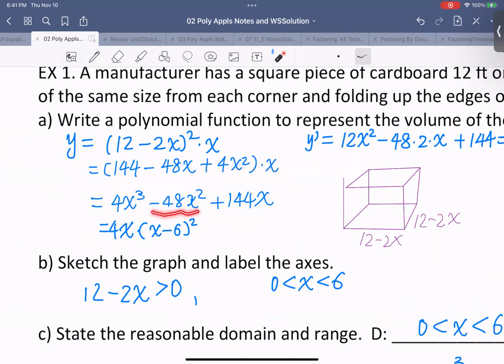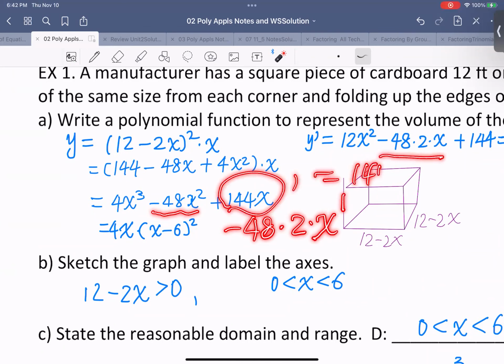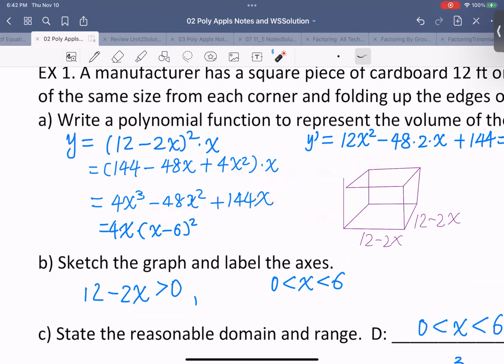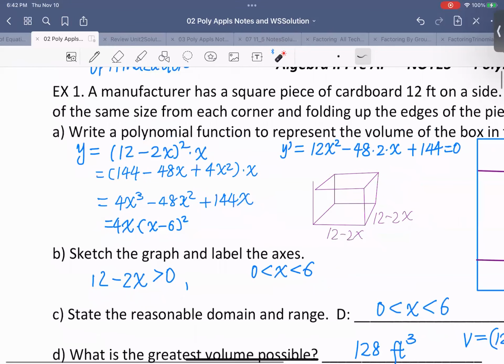And next one, this is negative 48 times 2 times x to the power 2 minus 1, which is 1. And then that term's derivative becomes 144, because x to the power of 1's derivative becomes 1 put in front and x to the power 1 minus 1, which is 0. X to the power 0 is exactly 1. So actually the derivative is not that hard. It is just the slope. For this line, your slope is 144. That's why you put this 144 here.